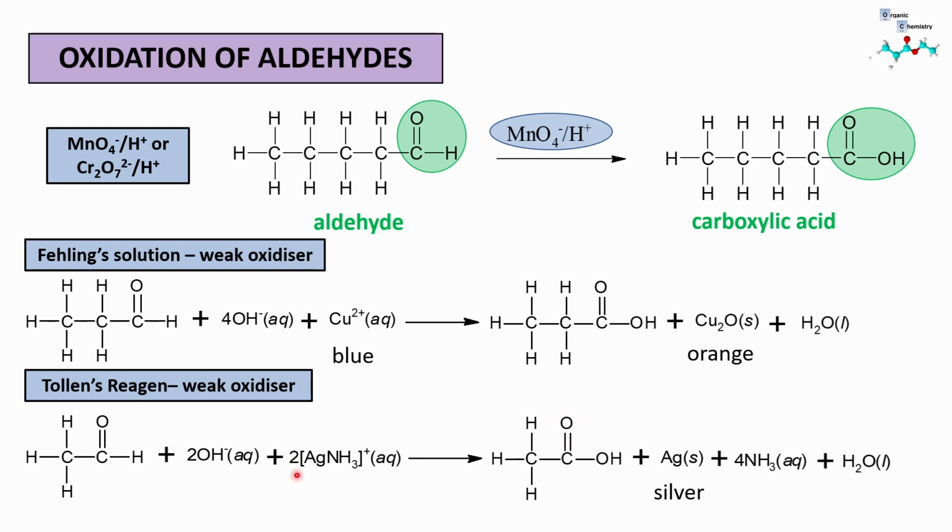Now notice here we have this ion that is the silver ammonia ion. This is a complex ion, okay? And this complex ion will turn into silver metal when this reaction happens. This is sometimes called the silver mirror test because it produces silver metal that deposits on a piece of glass, producing a mirror.